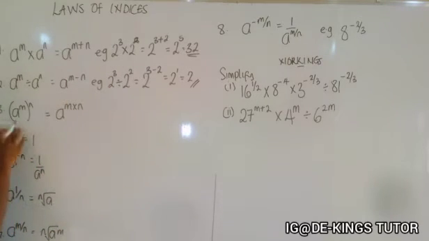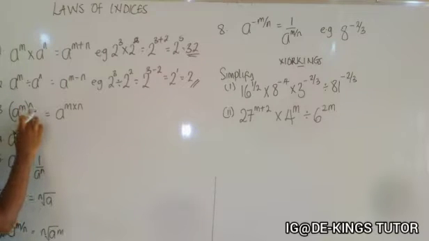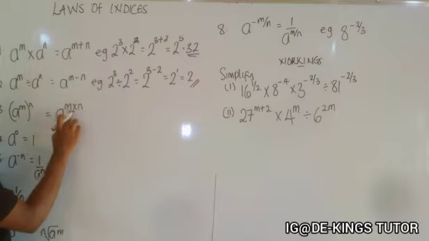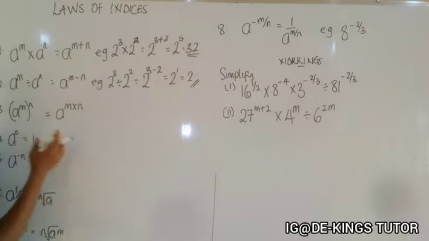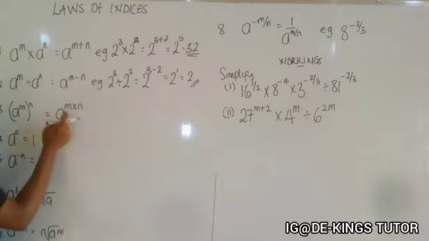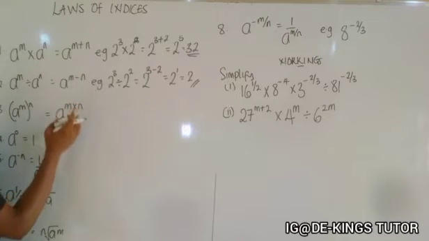Now the next one is a raised to m, all in brackets, raised to the power of n. It is equal to a raised to the power of m times n. What it means is that if we have a base that has a power, and all is raised to the power of another number, it can also be written as the multiplication of the two powers.